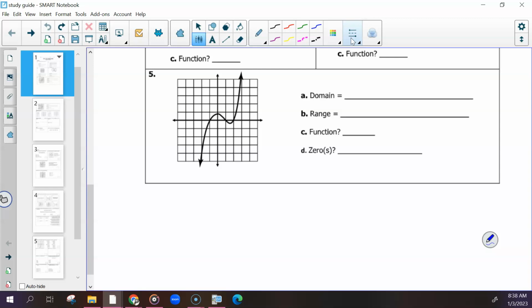Your domain, when we talk about our domain, are we looking at the x's or the y's? X's, okay. And we're looking at the furthest point to the left and the furthest point to the right. Remember that the arrows mean it keeps going on forever and ever in both directions. So for our domain, what is our furthest point to the left if it has this arrow?